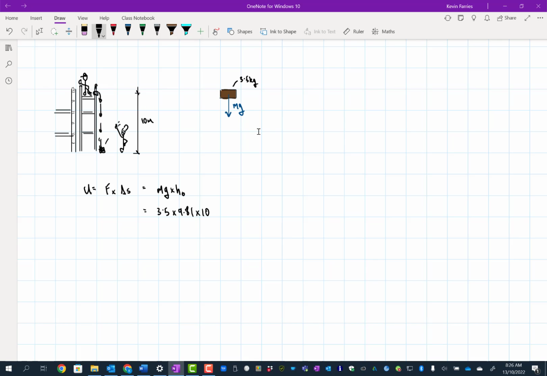10 meters. Again, I'm being careful to use units: kilograms, meters, and seconds. Then I'll get my answer in joules. Just stick that in the calculator. 98.1 times 3.5 is 343.4 joules. Looks okay. So 343 joules.